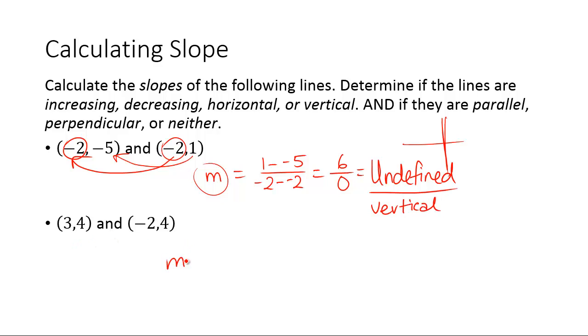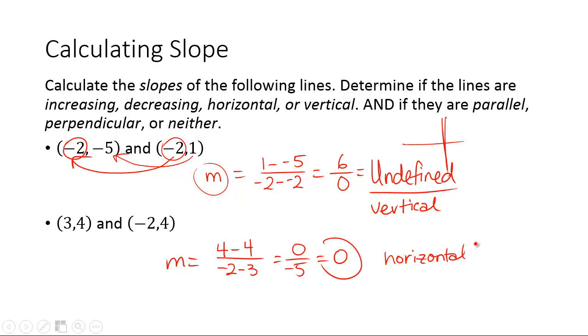Let's try the next one. This one has the same y value. So you'll notice you get 0 over negative 5, which is 0. So it's a 0 slope, which means it's horizontal, flat. Great.